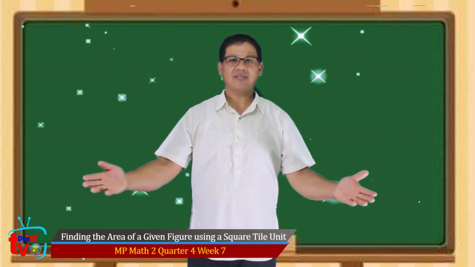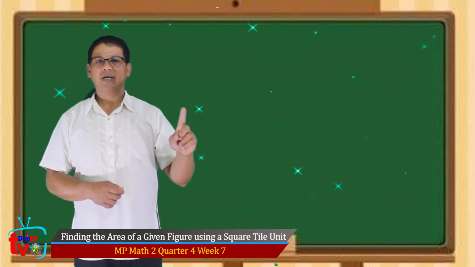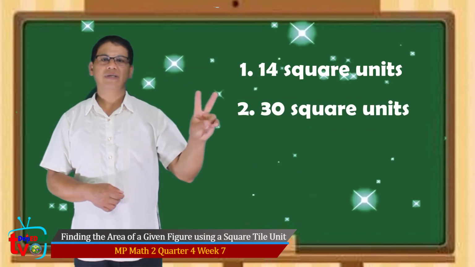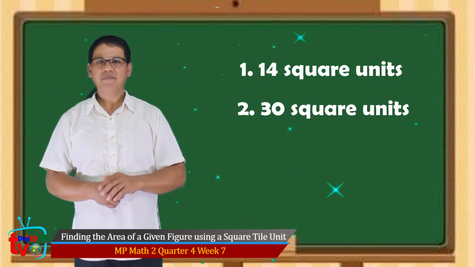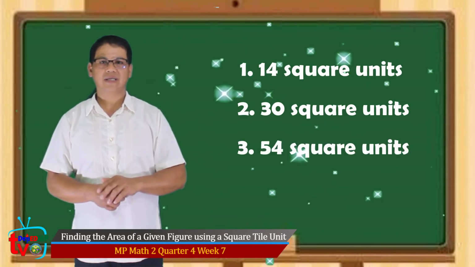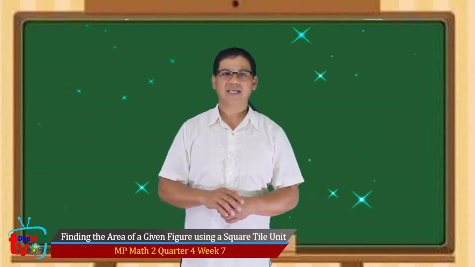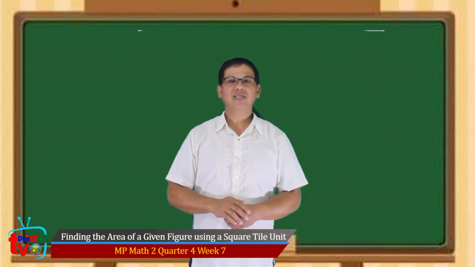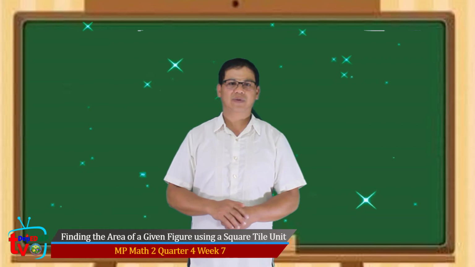Here are the answers. Number 1 is 14 square units. Number 2 is 30 square units. And number 3 is 54 square units. Did you get all the correct answers? If not, don't worry, because you still have more activities that follow.